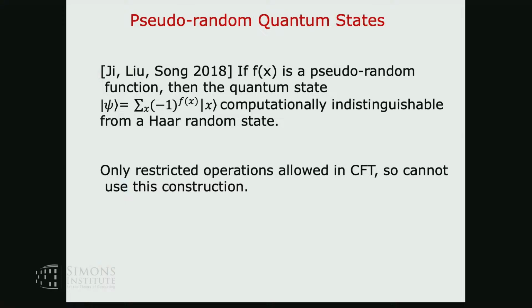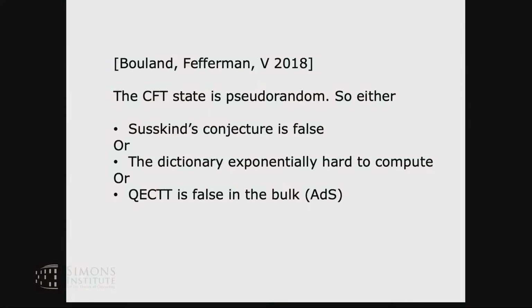Now, the unfortunate thing about this was that there are only restricted operations allowed in the CFT. There are restricted kinds of states you can create there, so you cannot use this construction there. And so with Adam Bouland and Bill Fefferman, we showed that, in fact, in this setting that Lenny had, the CFT state would be pseudorandom. We concluded either Lenny's conjecture must be false, or this dictionary map must be exponentially hard to compute, or for a technical reason, the quantum extended Church-Turing thesis must be false in the bulk.